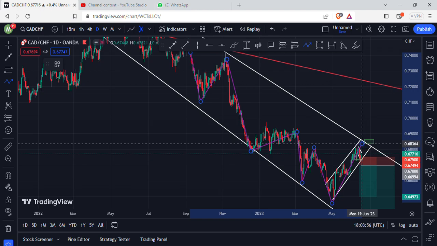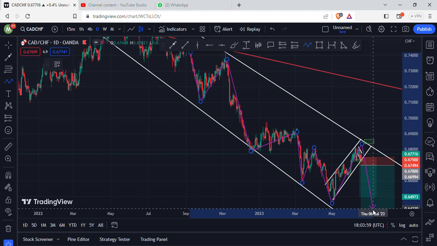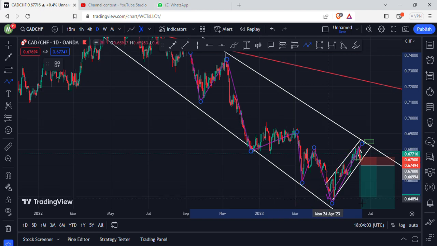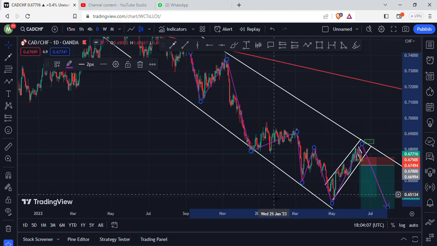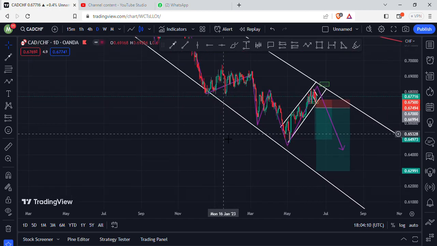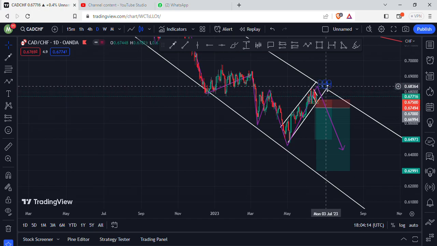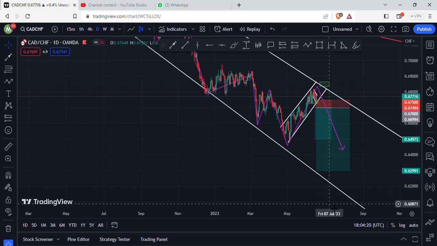So then we're expecting the price to go down this week. Now the price might first go up and probably come to this box that we have there, or it might just go down. Same here, we're gonna have two trades.